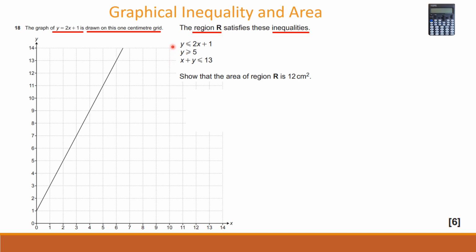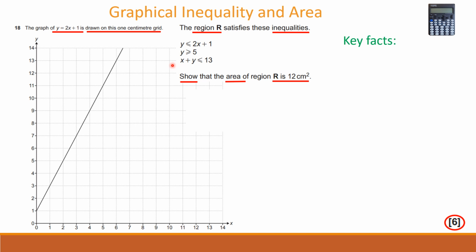y is less than or equal to 2x plus 1. y is greater than or equal to 5. And x plus y is smaller than or equal to 13. And we've got to show that the region, or the area of the region R, is 12 centimetres squared. And this is going to be worth 6 marks. Now, all inequality questions are worth lots of marks, so they are something that's worth knowing how to do, and make sure you know how to do them well.